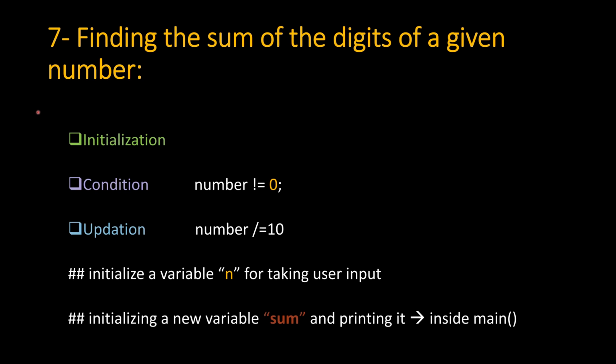Our seventh example is finding the sum of the digits of given number. In this example, the purpose of for loop is to continuously divide the number by 10 until it becomes 0, and when it becomes 0 our condition becomes false and the for loop is terminated. And here the rest of things are same. We initialize a variable n and a sum. Let's try it in the Programiz.